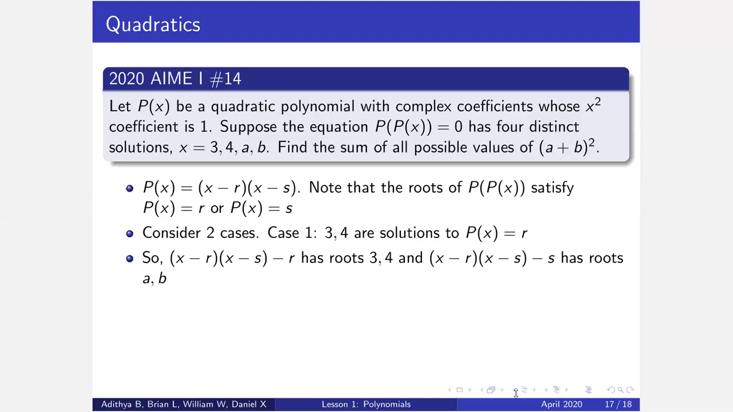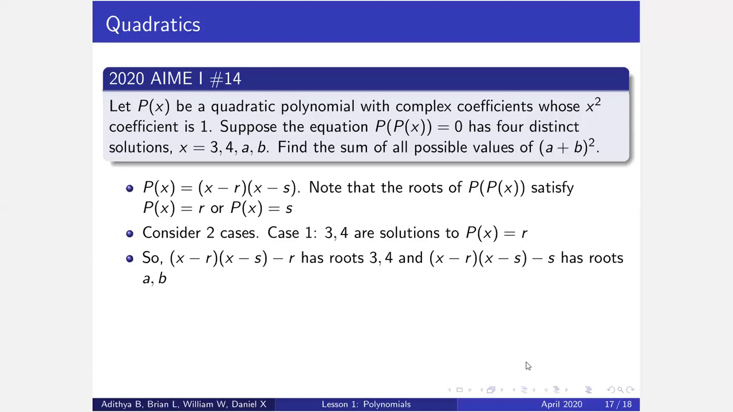But if we look at Vieta's formulas, that tells us that r plus s is equal to 3 plus 4, which is 7. That's because the leading coefficient of this polynomial is 1, and the linear coefficient is negative r minus s. So by Vieta's formulas, we know that the sum of the roots of this polynomial is r plus s. But we know what the roots are, 3 and 4. So r plus s is 7.